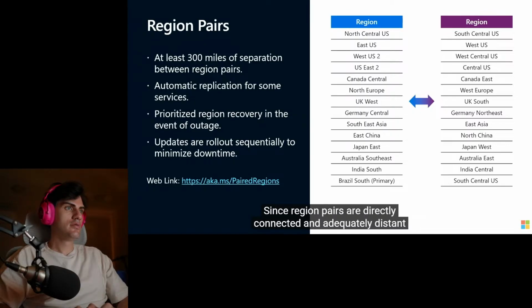Since region pairs are directly connected and adequately distant from each other, they can be utilized to ensure redundant and reliable services and data.